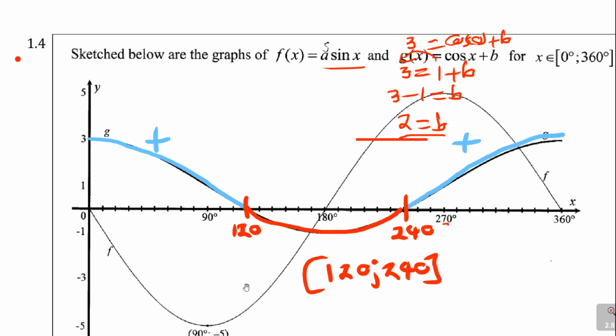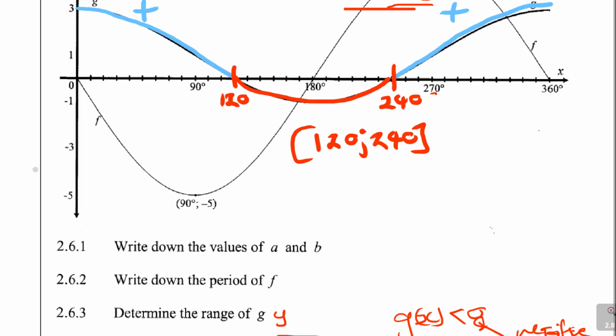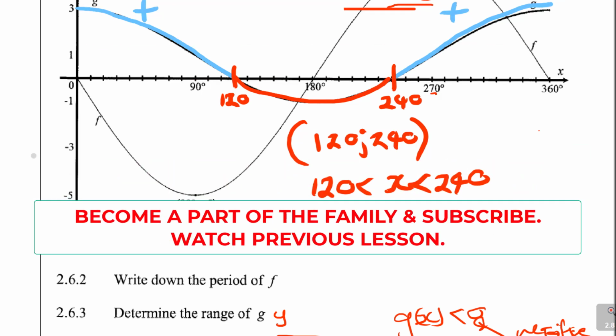Because they say less than, you do this. Don't square them. Or you can use this: 120 is less than x is less than 240. You don't include x equal to 120 and 240.